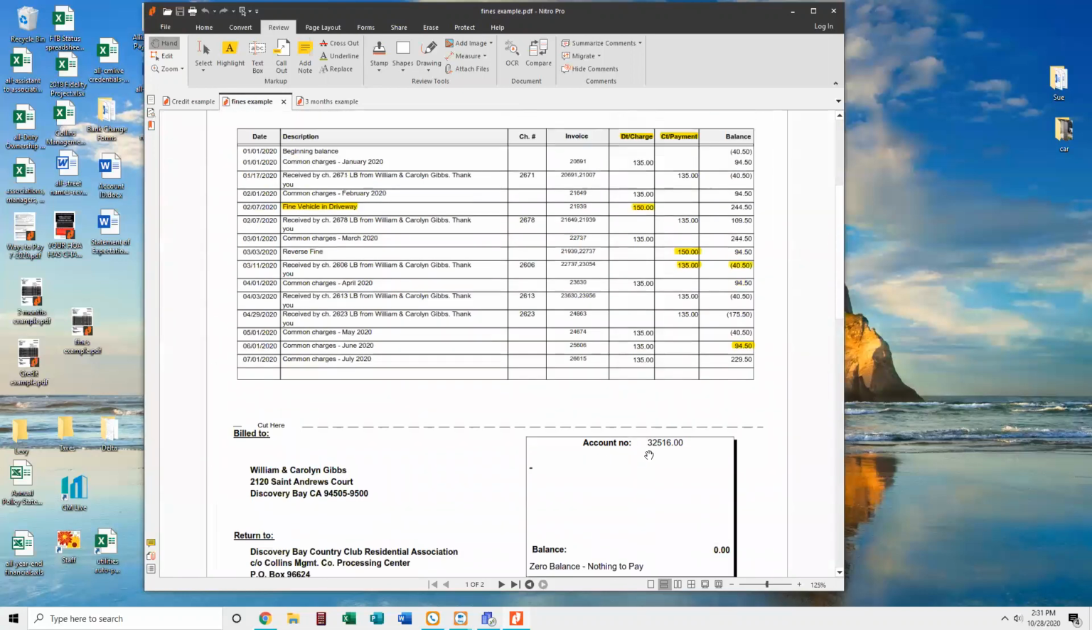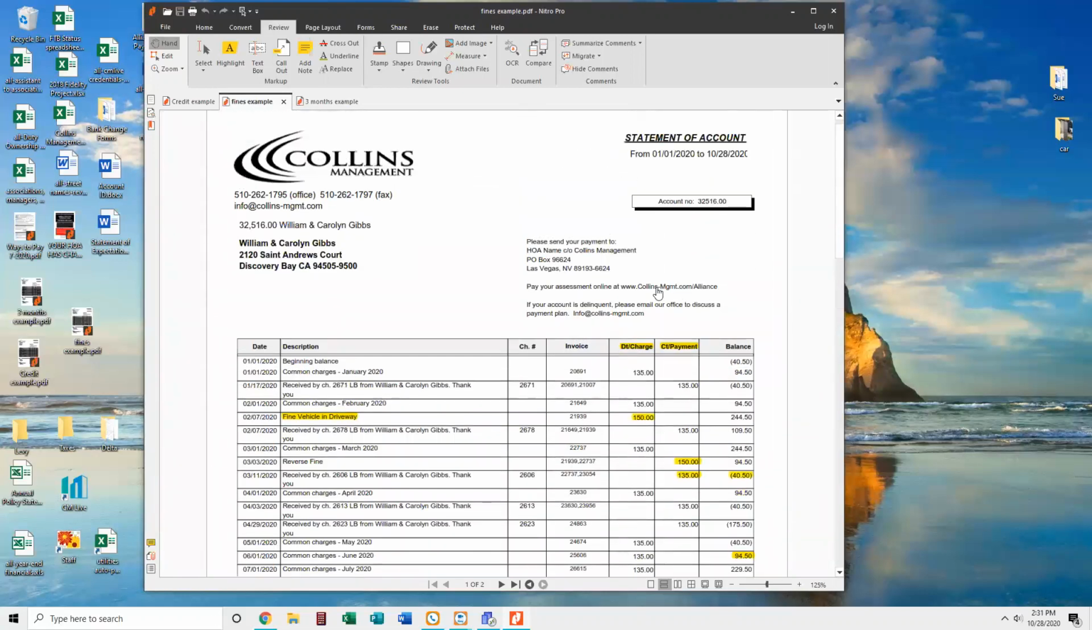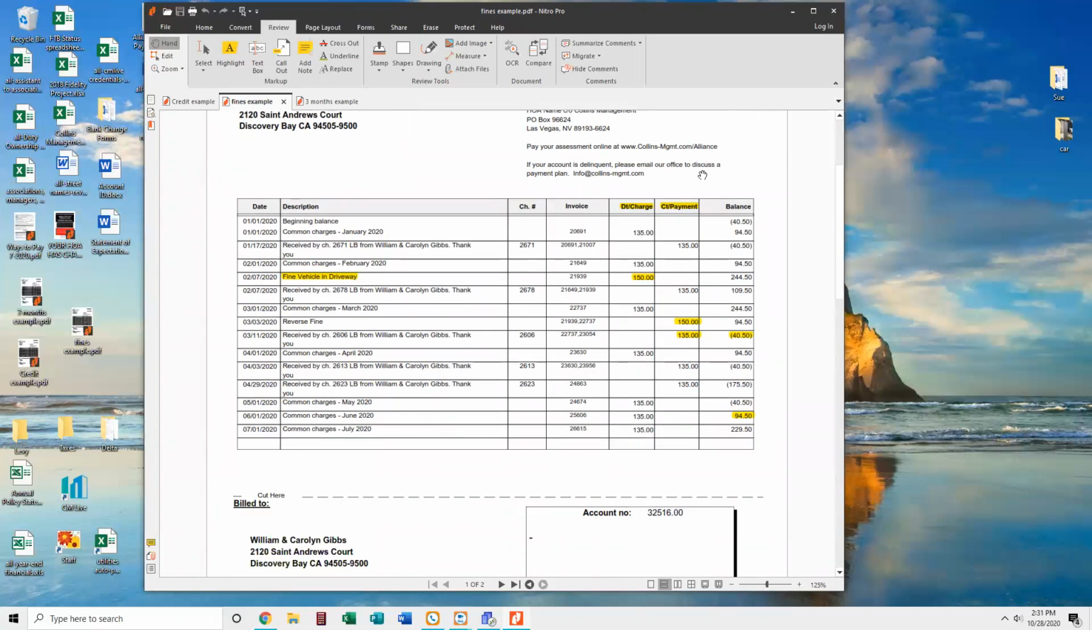This one I found a fine. So again, we have our charges, our payments, our debits, our credits, and balance, okay? So in this, you had to kind of get in there because the charges for the dues are $135 a month. And then I found this fine. They got fined for a vehicle in their driveway, which was $150. So you can see where they started the year with a credit, right? Because here are brackets around this credit right here.